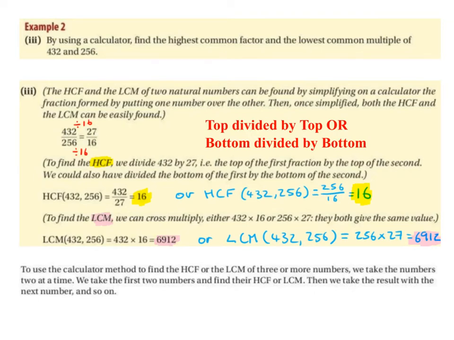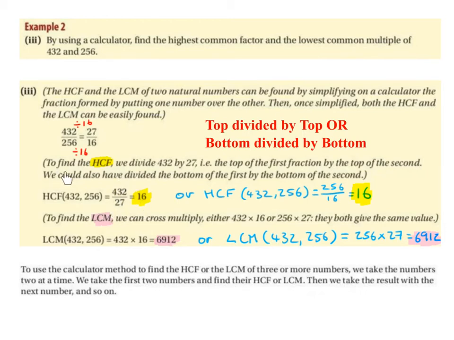So really what happened there was we divided both numbers by 16. So 432 over 256 can be simplified as 27 over 16. To find the HCF, we divide 432 by 27, i.e. the top of the first fraction by the top of the second. So 432 divided by 27. And 432 divided by 27 is 16.